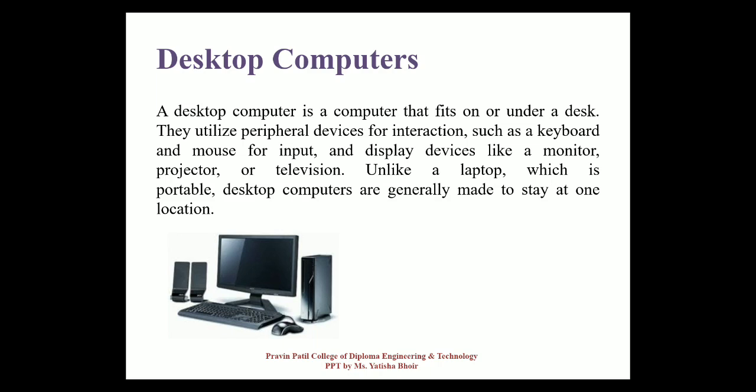Unlike a laptop, which is portable. So a laptop is portable, means you can take a laptop anywhere you go, right? But you can't take a desktop computer everywhere. Portable means we can take the laptop anywhere we go. But a desktop computer we can't take everywhere, right? Because of heavy weight. So unlike a laptop which is portable, desktop computers are generally made to stay at one location, because we can't take a desktop computer everywhere because of heavy weight and parts. That's why it is made to stay at only one location.